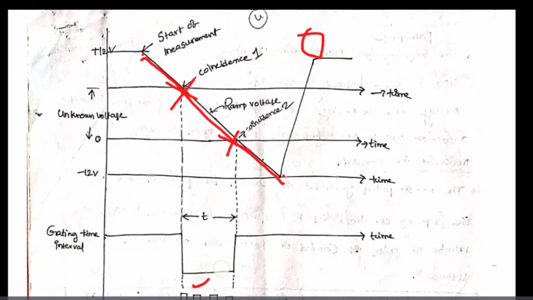In between that period, a number of clock pulses will be generated. These are the pulses which are generated. Okay, like that the ramp type DVM works.